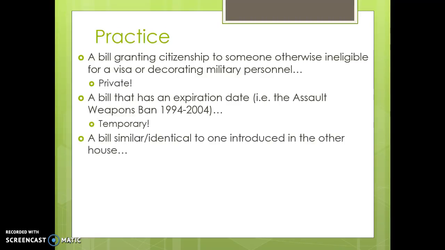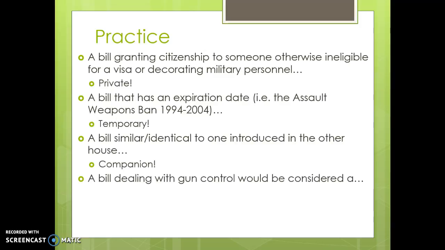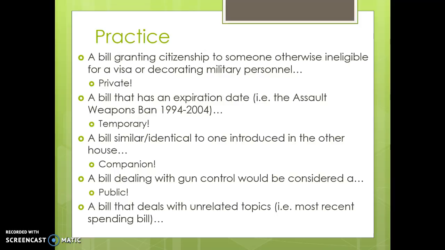A bill similar, identical to one introduced in the House that is in the Senate, that would be a companion bill. A bill dealing with gun control would be considered a public bill. And then a bill that deals with unrelated topics, that shoves a whole bunch of stuff into that one, is things like spending bills. They tend to be really big, and it's a big deal. Sometimes the government shuts down because they can't agree on spending bills. That's an omnibus.